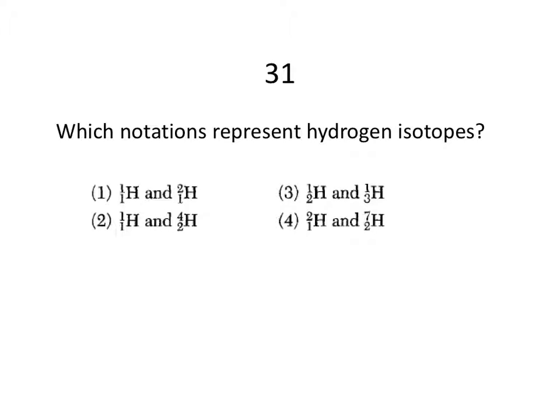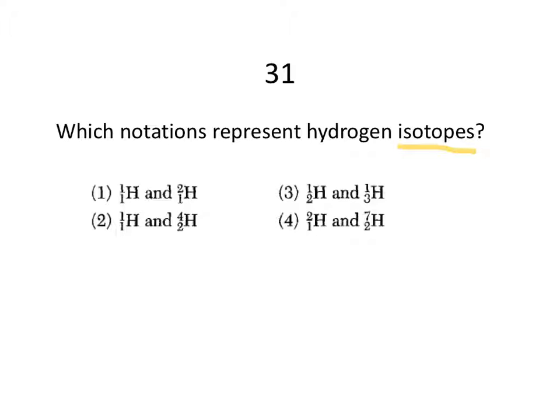Which notation represents hydrogen isotope? So the key word here is isotope. Isotope indicates that they have the same atomic number, the number of protons, and different mass number. So in this case, you want to look at the bottom number first to see which one you can eliminate.